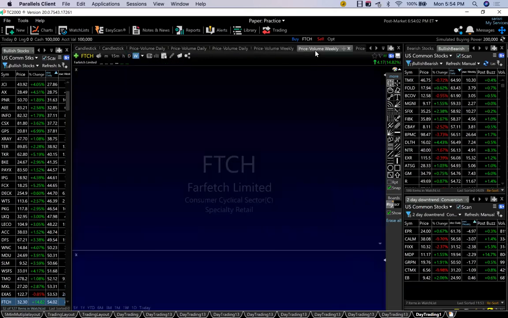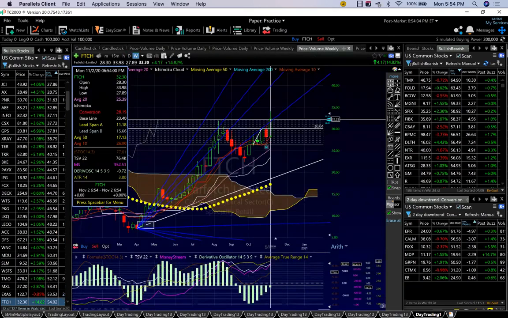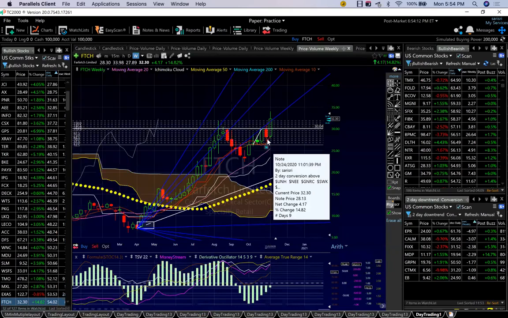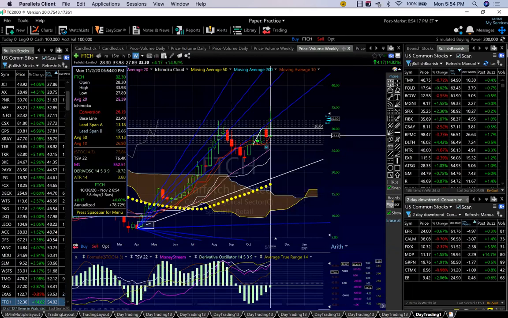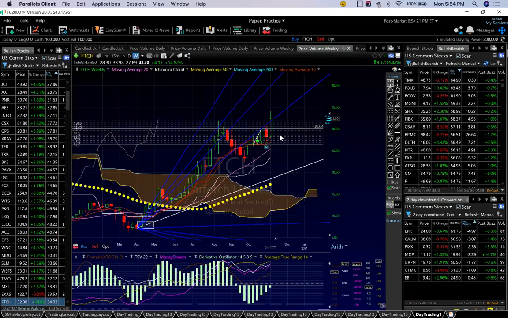Let's confirm this. It went to a high of 33.98. Wow. Then its ATR is 380. So it made the weekly move, from 27.08 to 31.98. Again, this is only 1 day above this flat line. You see that? So you want to get the second day.